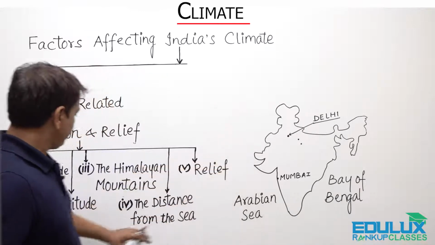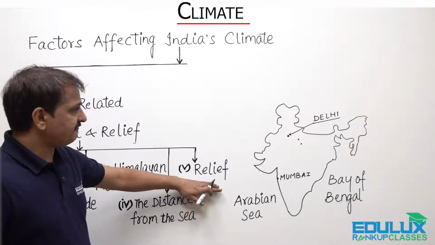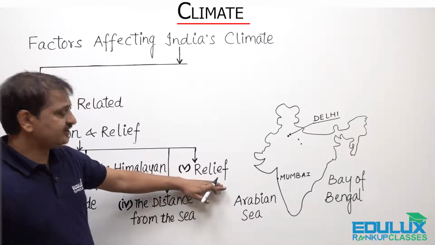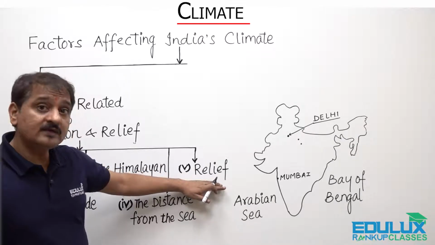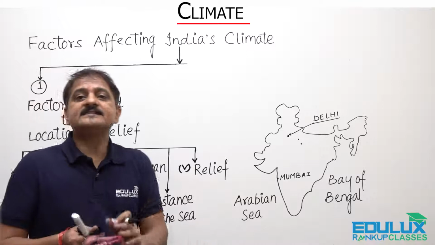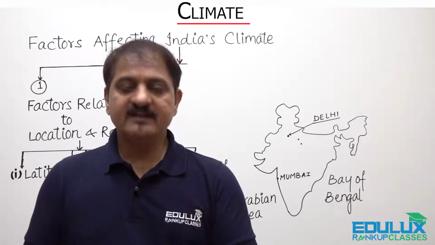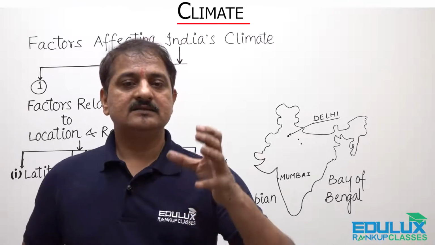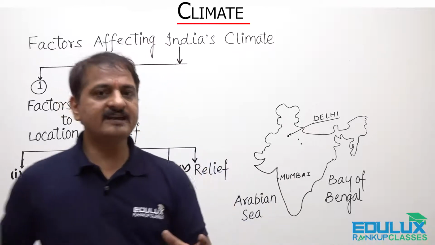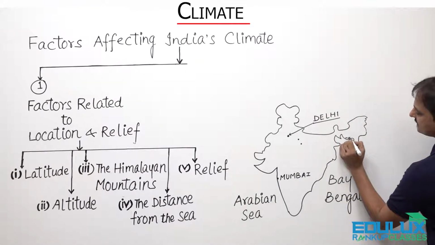Then we move to the next point, that is relief. Relief also affects the temperature, air pressure, and also the direction and speed of the wind. Not only this, it also affects the amount of rainfall and its distribution in the country. For example, children, you might have come across that Cherrapunji and Mawsynram in India receive the maximum rainfall, which are situated in the Garo, Khasi and Jaintia Hills.